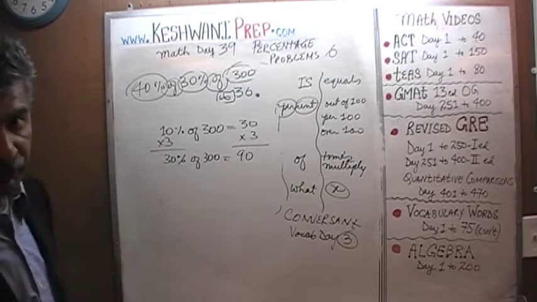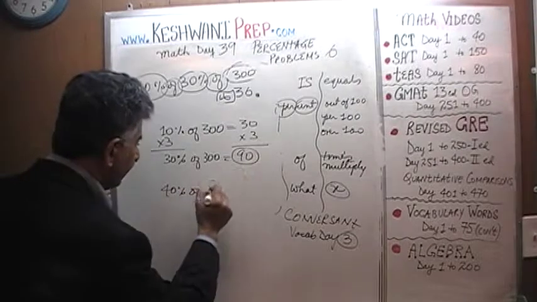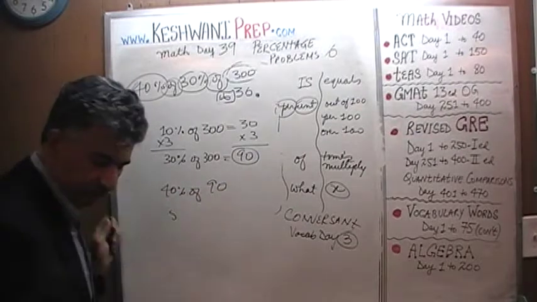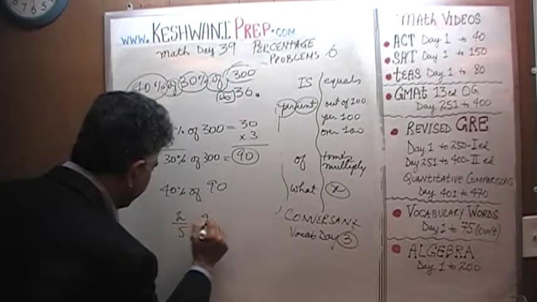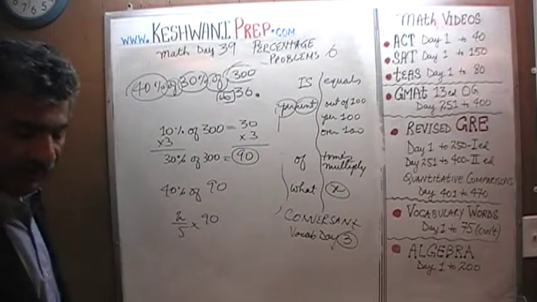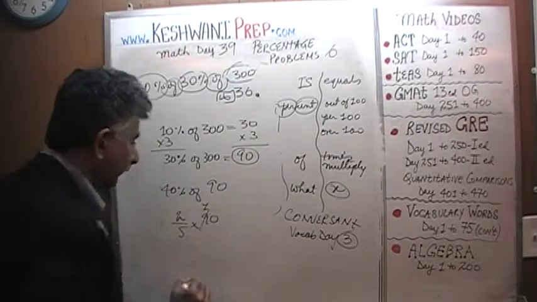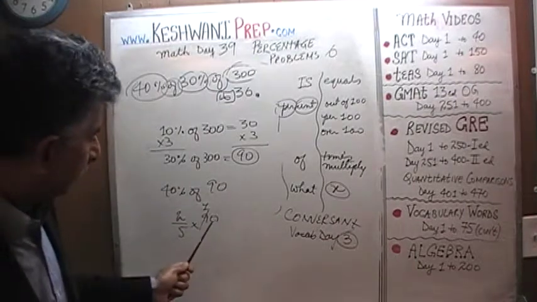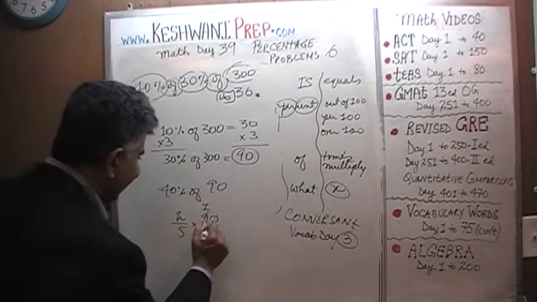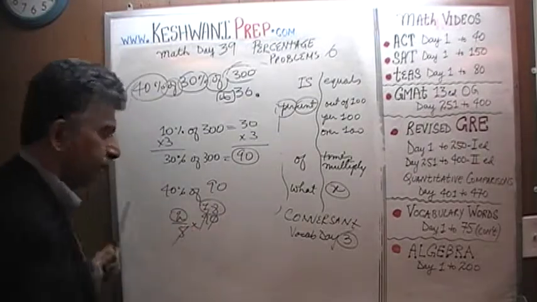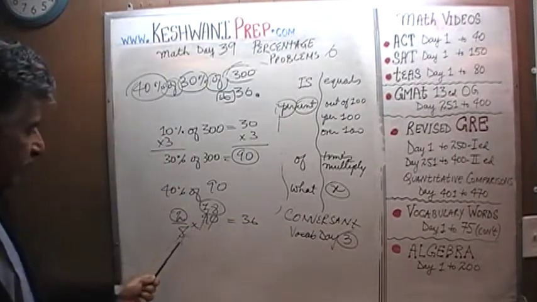And now we have to take 40% of that. 40% of 90 is the same as 2/5 of 90. 2/5 of 90. Let's divide top and bottom by 5. How many 5s does 9 have? 9 has 1 5. The remaining 4 goes and joins the 0 and becomes 40. And 40 has 8 5s. 8 times 2 is 16. See, this 5 goes away because we just divided top and bottom by 5.